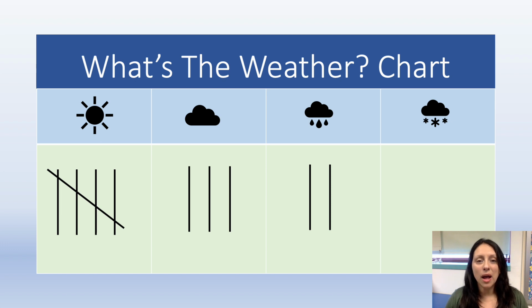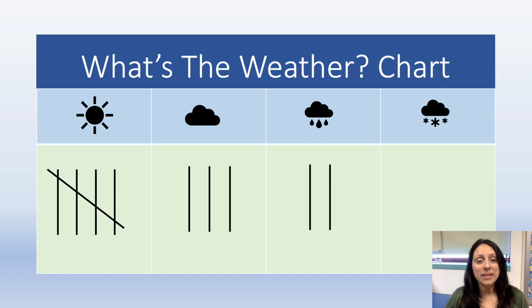So we tallied up how many sunny days there were, and there were 5 sunny days. We tallied how many cloudy days there were, and there were 3 cloudy days. Then we tallied how many rainy days there were, and there were 2 rainy days. Last, we wanted to find out how many snowy days there were, and there were no snowy days, and that's why there are no tally marks under that picture of the cloud with the snow.